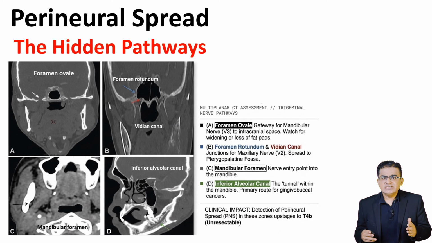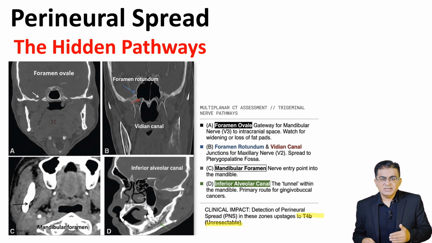I want you to burn these 4 anatomical checkpoints into your memory. Why? Because if you detect spread into these skull base zones, you instantly upstage that patient to T4B. The disease becomes unresectable. If you don't interrogate these foramen, you will take a T4B patient to operating room for a surgery that is completely futile, leaving gross disease behind in the skull base.